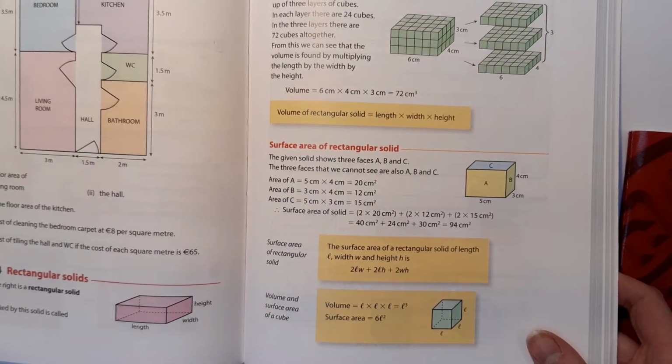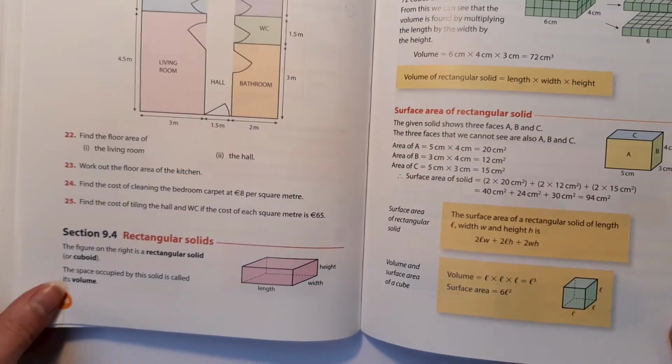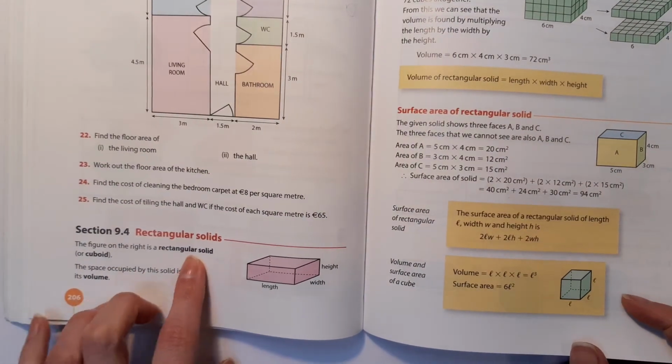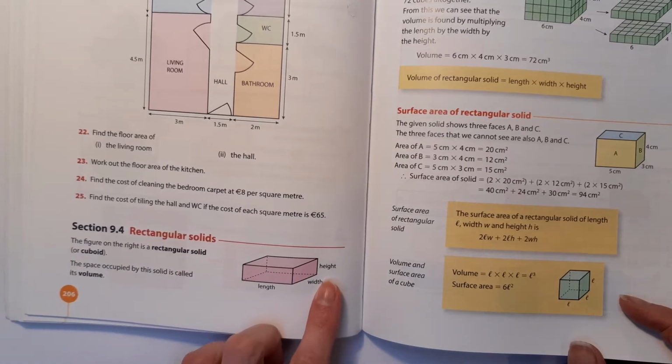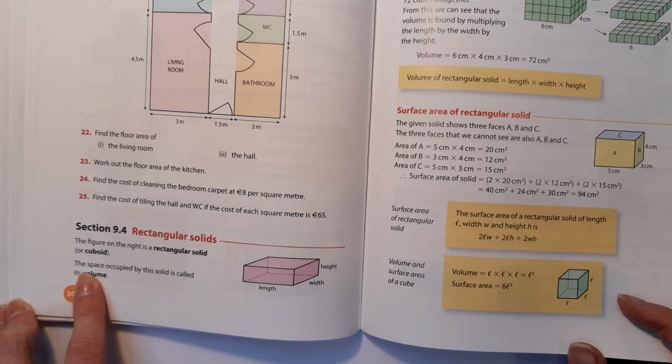What I'm going to start on is regular solids. These are 3D shapes. A rectangular solid like this one is known as a cuboid. We'll be starting to get the space occupied by it, which is called the volume.